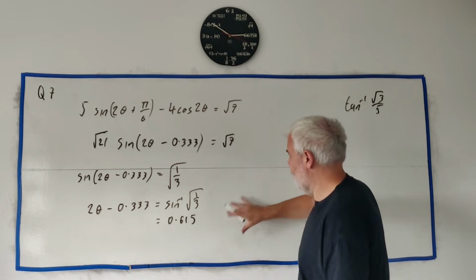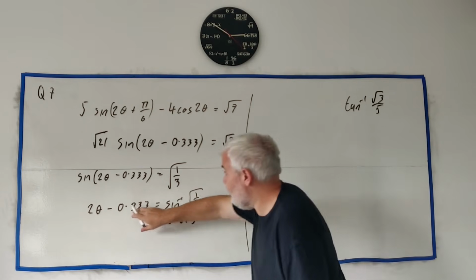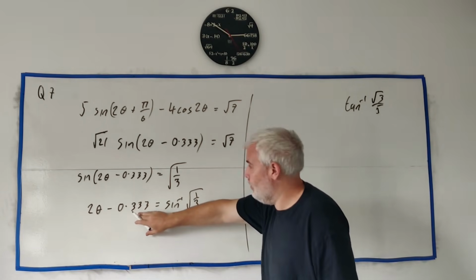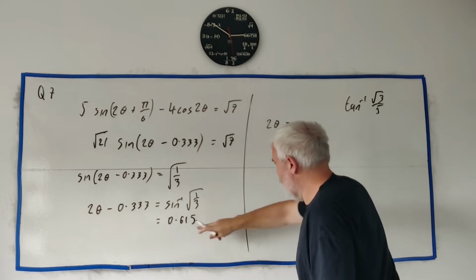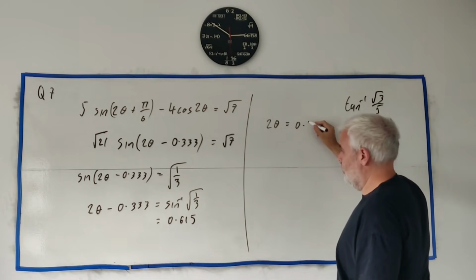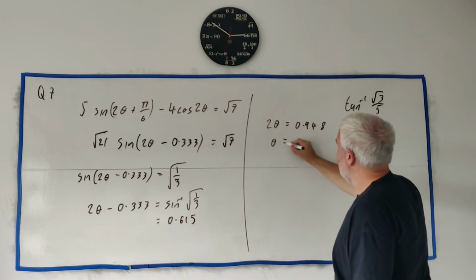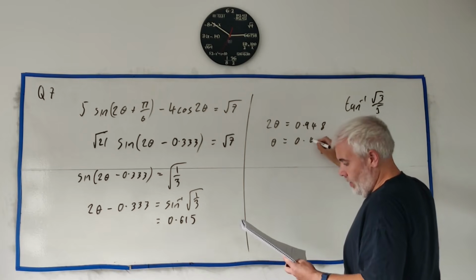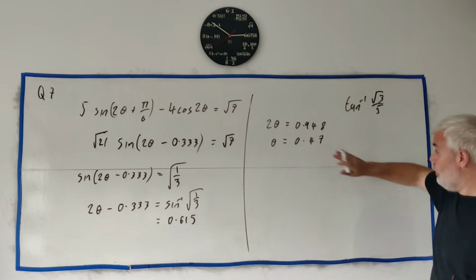So you could rearrange this. Let me jump over here because I want to use a bit of room there again. You can rearrange this, add 0.333 to both sides. You'd get 2 theta is equal to 0.948. Theta is equal to 0.47 to 2 decimal places. That's a perfectly good answer.